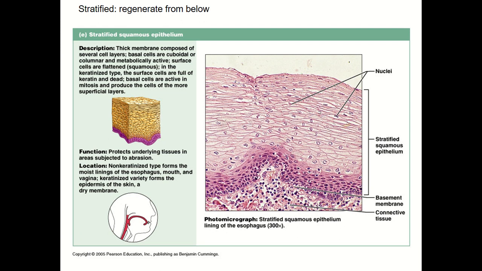As for location, the non-keratinized type of stratified squamous epithelium forms the moist lining of the esophagus, our mouth, and also the vagina. Meanwhile, the keratinized variety of stratified squamous epithelium forms the epidermis of our skin, a dry membrane.